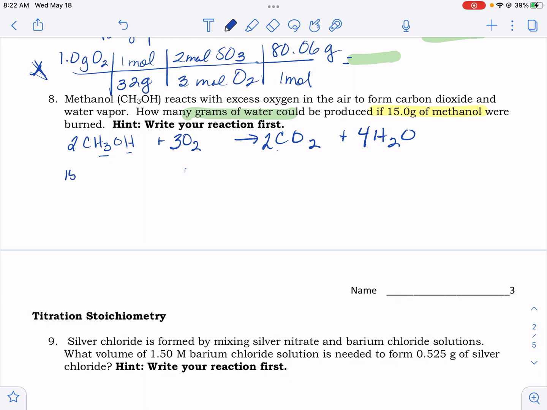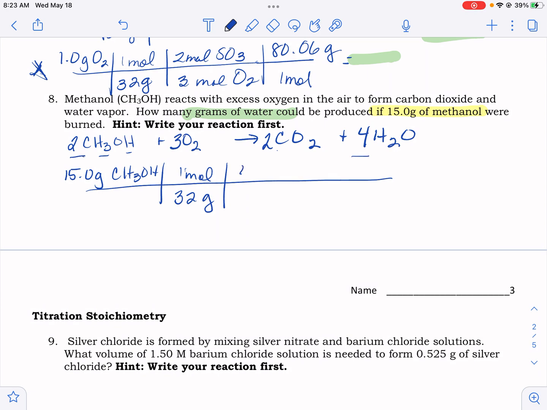Starting with 15 grams of methanol. The molar mass of methanol is 32 grams in 1 mole. The ratio of methanol to water is 4 waters to 2 methanols. And then we want grams, so we multiply by 18 grams in 1 mole.